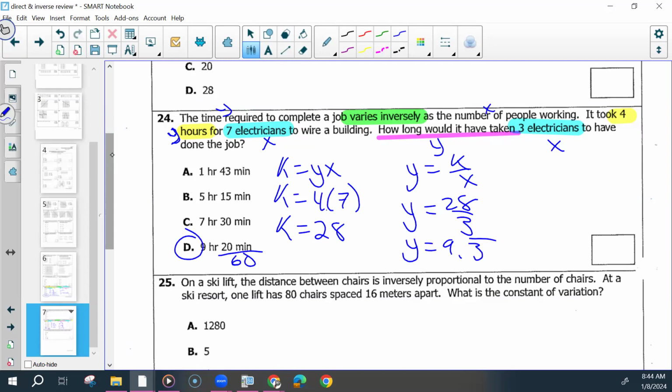Remember that if it doesn't say the words varies inversely or varies directly or some combination of those, if they go up together or down together, they are direct. If one goes up and the other goes down, or vice versa, that is indirect. What other questions do we have? Okay. 23 on this week.